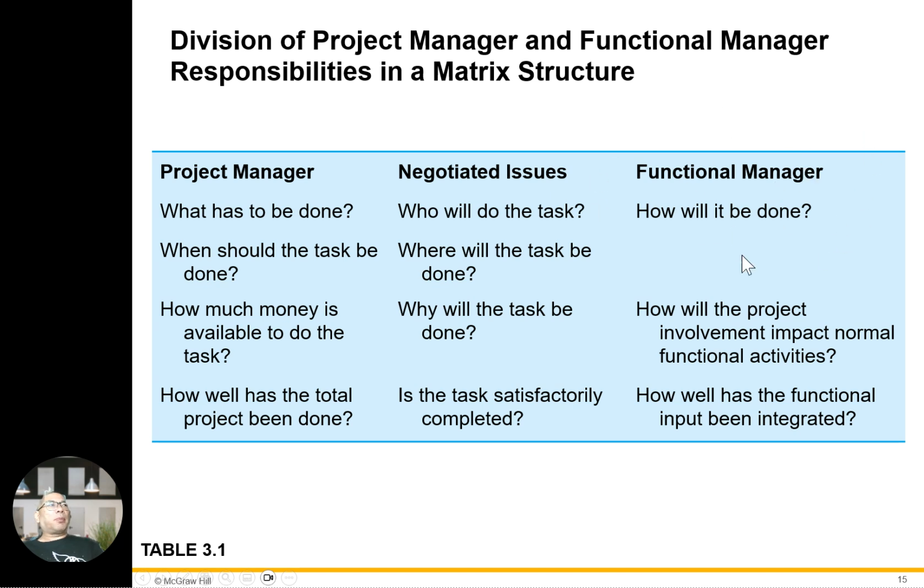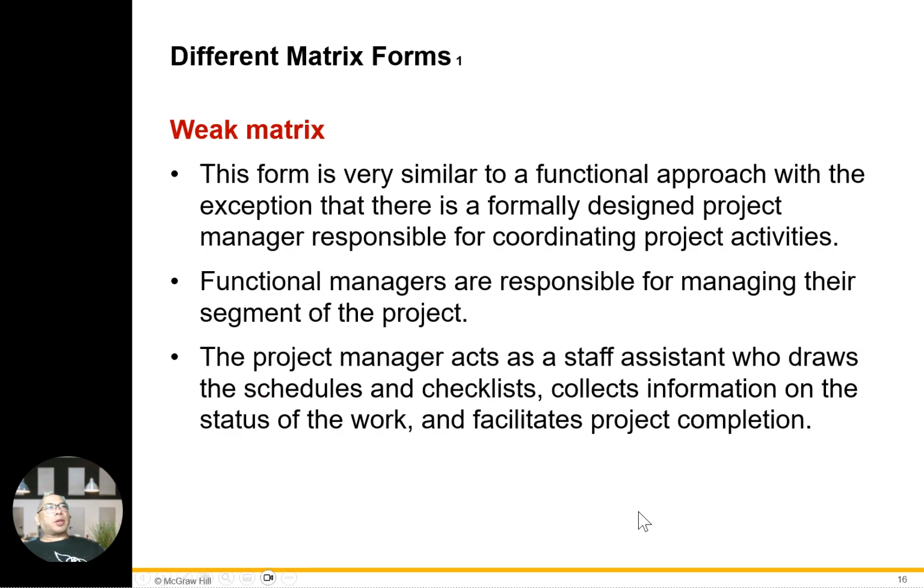For the functional manager, how will it be done, instead of what is to be done? This is the difference here. For the functional manager, how will the project involvement impact normal functional activities? That's the question of the functional manager. Instead, the project manager will ask how much money is available to do the task. And lastly, for the functional managers, how well has the functional input been integrated? This is a typical functional manager question.